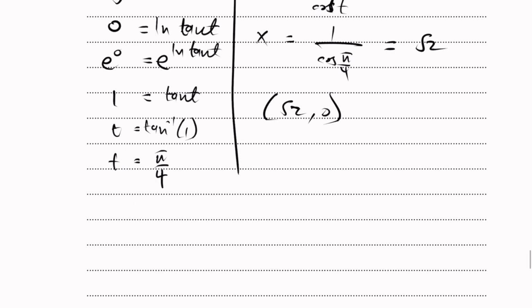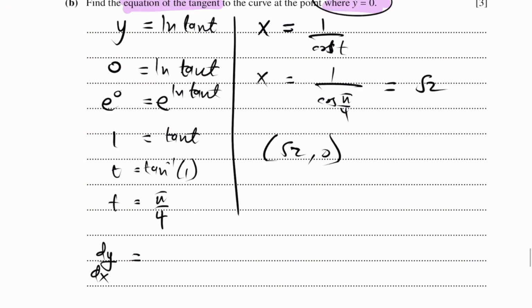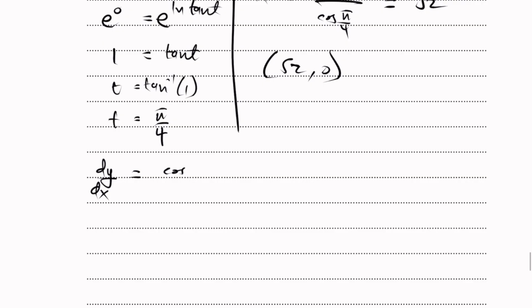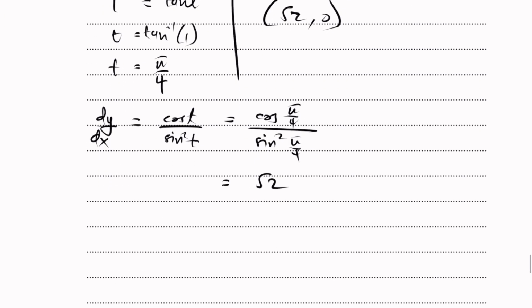We need to find the gradient. So dy/dx is cos t over sine squared t. So this will be cos pi on 4 over sine squared pi on 4. And that should also give you root 2.